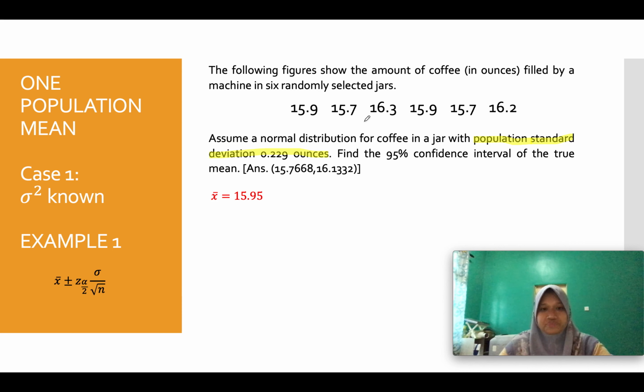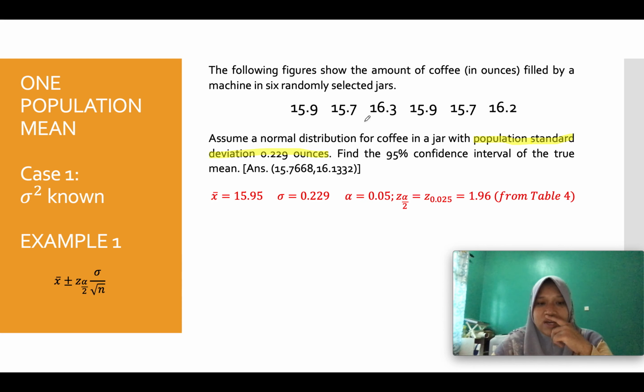Okay, next. Okay, so our sigma is 0.229 given in the question. So you don't have to find the S, okay, ataupun standard deviation for the sample, because we know we are given the value of population standard deviation. Okay, and then alpha. Okay, so how to identify the value of alpha?